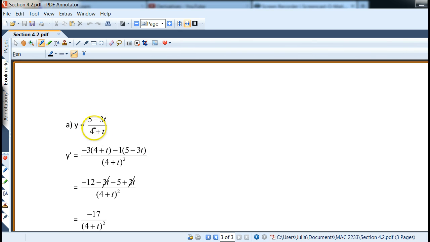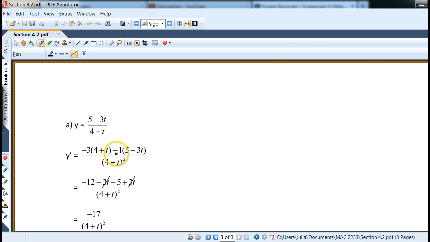Same idea in the second one. 5 minus 3t over 4 plus t. So again, the denominator squared. And then take the derivative of the top, which is just negative 3, because 5 goes away, times 4 plus t. And the derivative of the bottom is just 1.